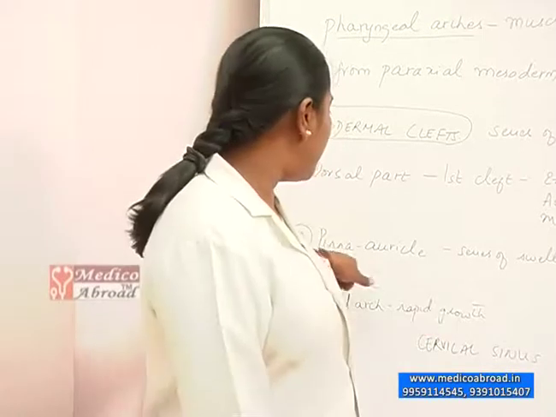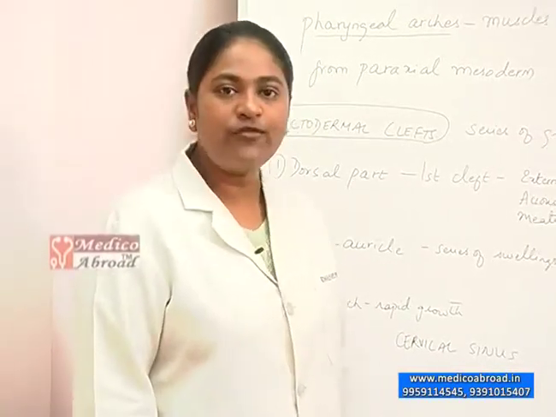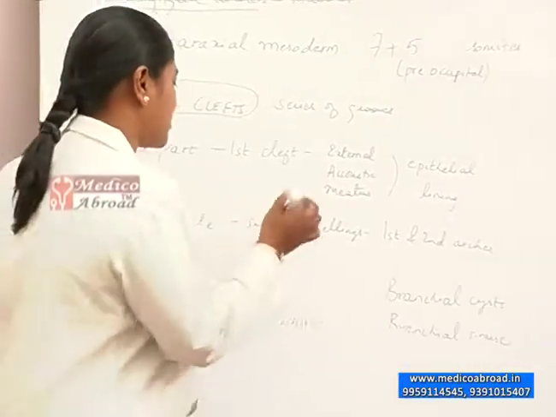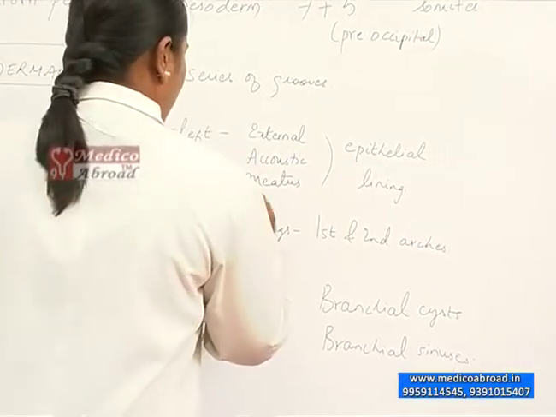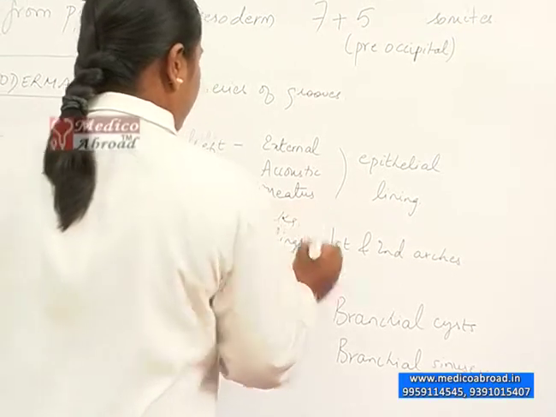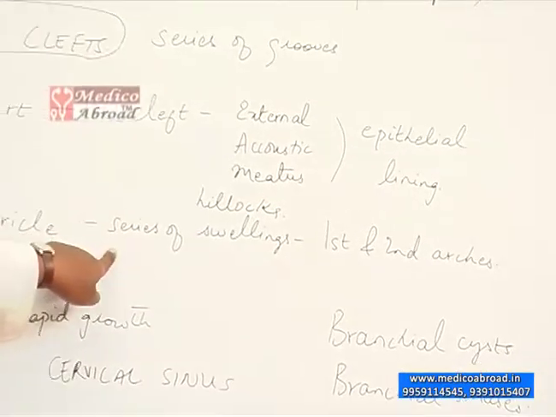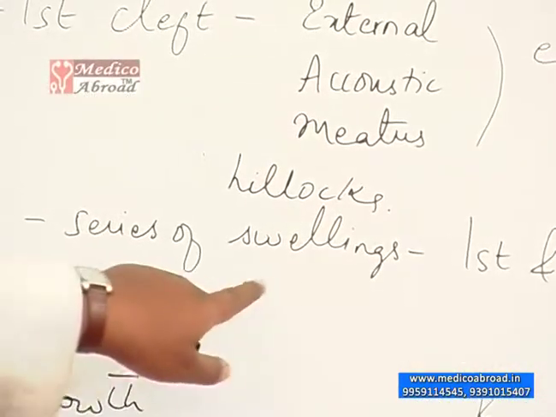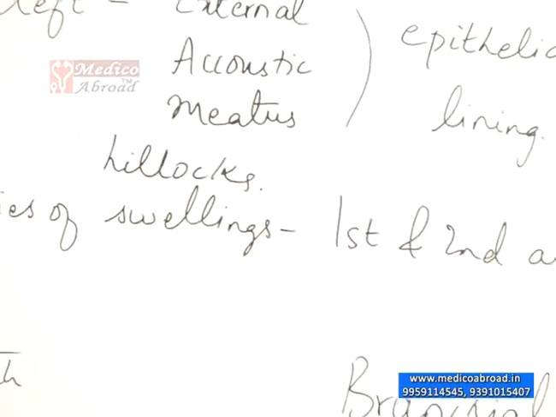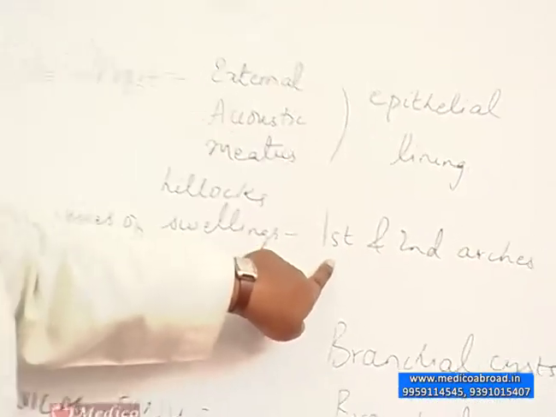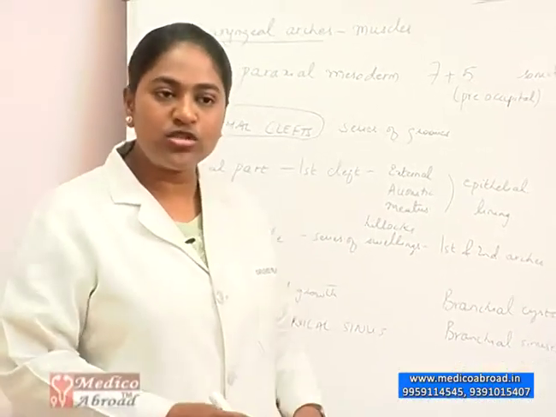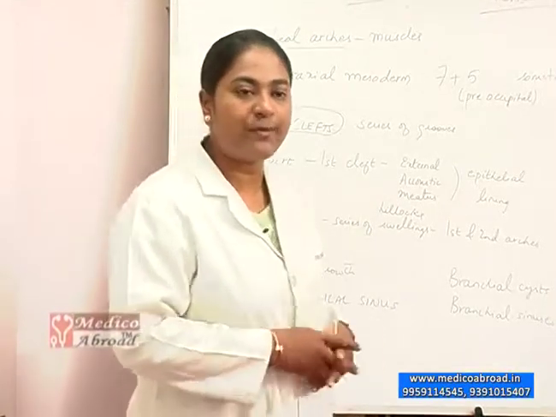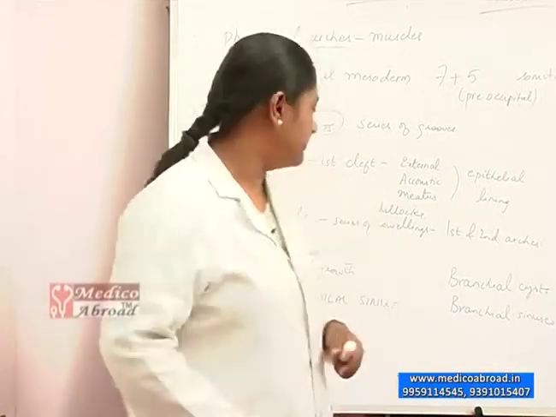Auricle. The pinna or the auricle is formed from a series of swellings or hillocks from the first and second arches. These are also lined by ectoderm. So this forms the auricle or the pinna or the external ear.